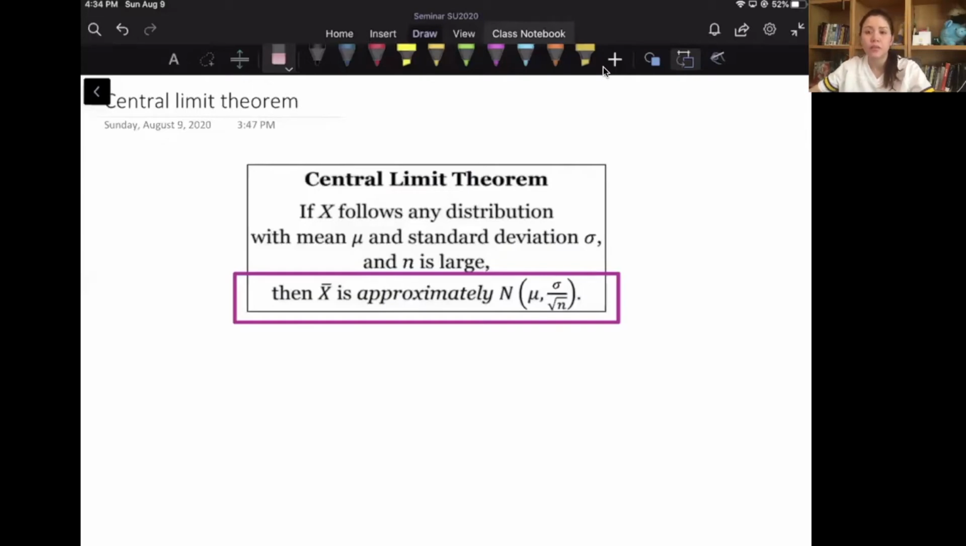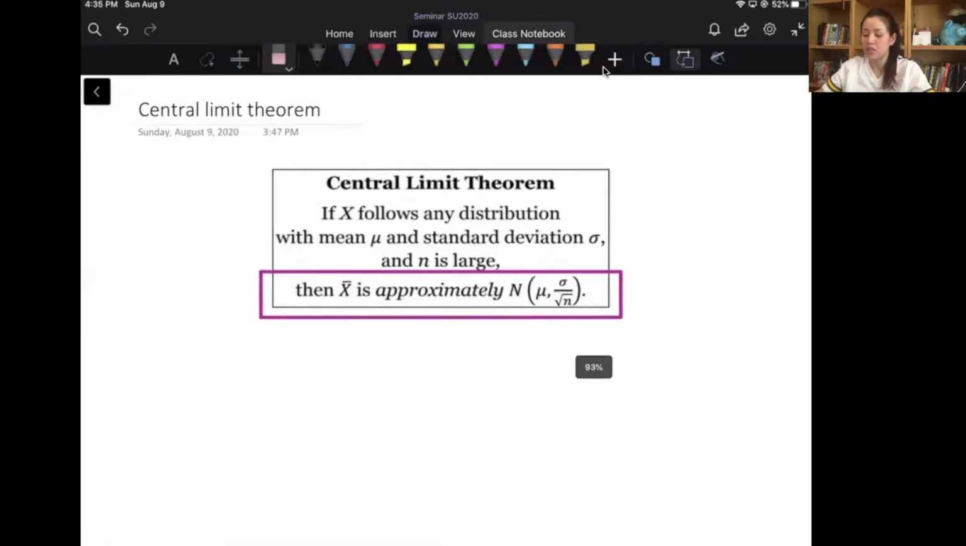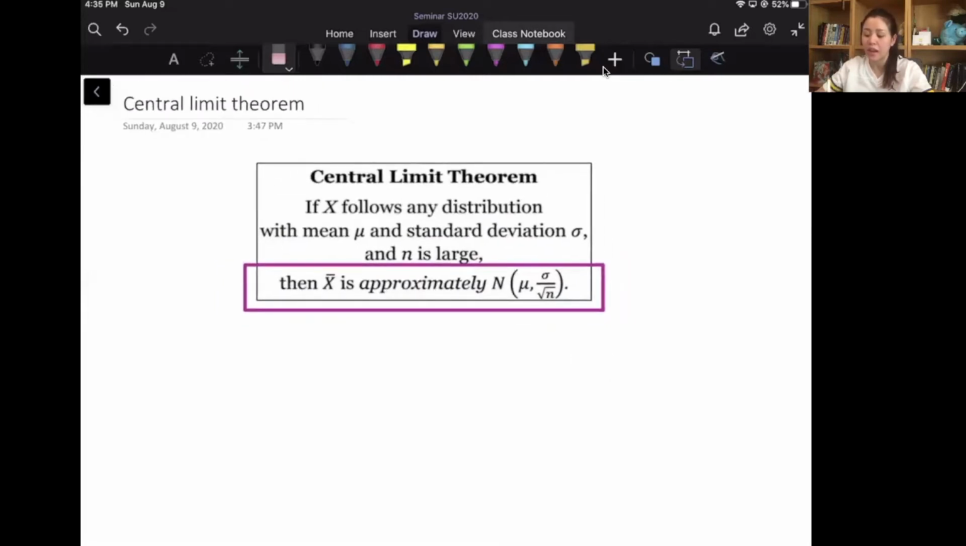Central limit theorem is probably one of the most important results in statistics, if not mathematics. What it says is that if I have a population X that follows any distribution at all, it could be uniform, bimodal, skewed left or skewed right, doesn't matter, with a defined mean mu and a population standard deviation sigma, and n is sufficiently large. Usually, how large? Usually, we use a sample size of 25.